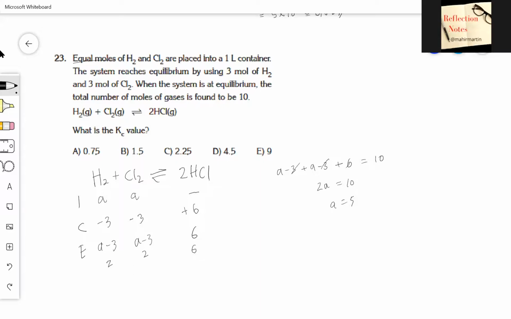And the volume is 1 liter, so the mole will be also the molarity, and the Kc will be equal to, it's very simple now, concentration of HCl square over concentration of H2 times concentration of Cl2, equal to 6 square over 2 times 2. So it is 36 over 4. It is 9. So the answer is E.